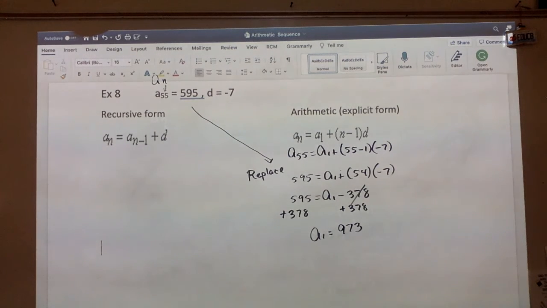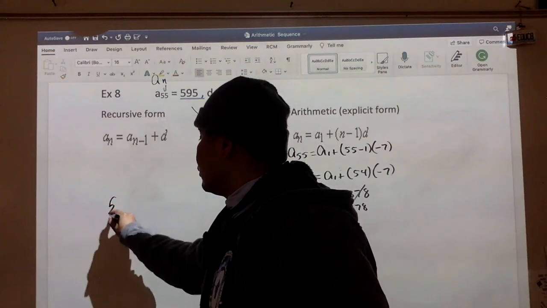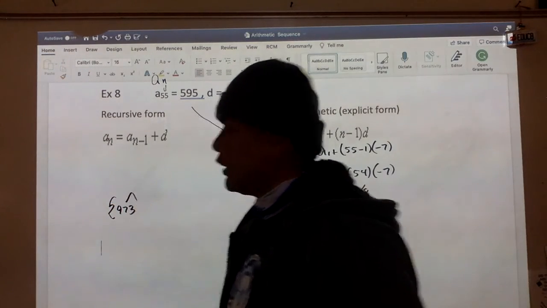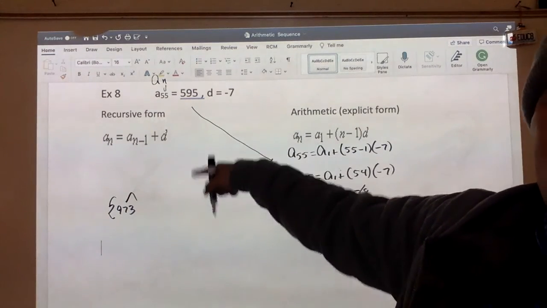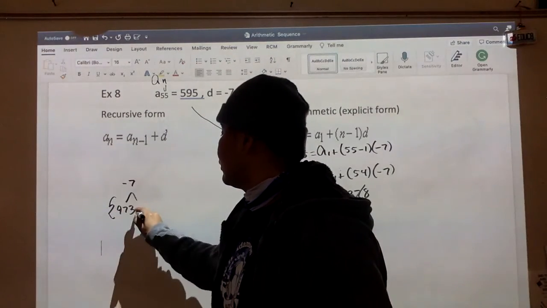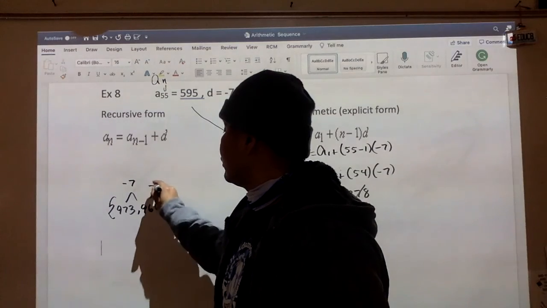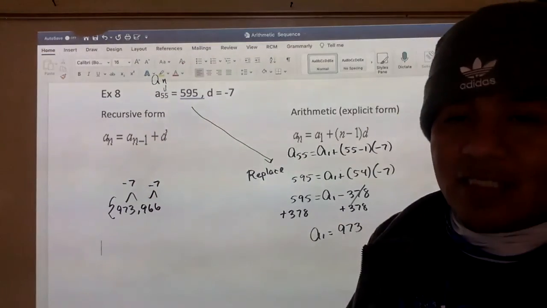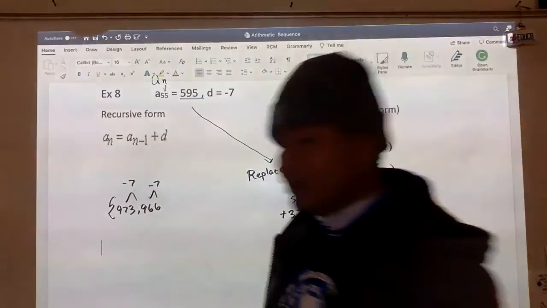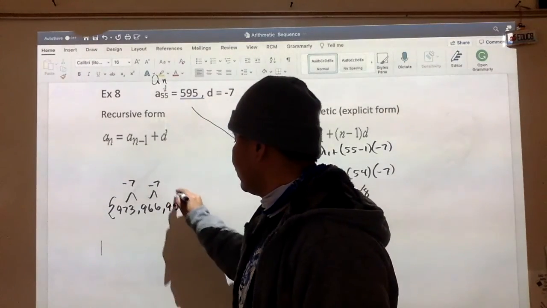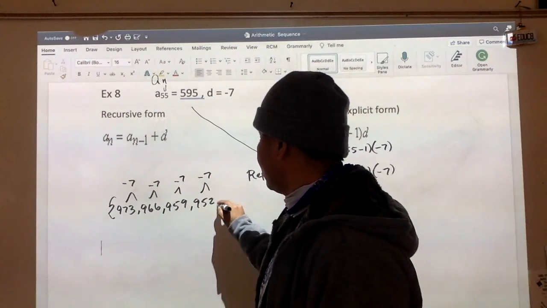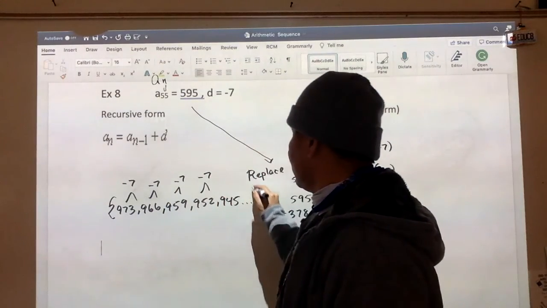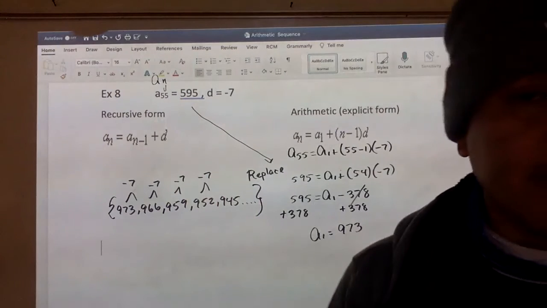Now I can start my sequence of the first 5. I'm going to start with that A1. So I'm going to do it here, so bear with me. In order to get the next number, I use my difference. It's negative 7, so I have to do 973 minus 7. I keep following the same pattern. The next number will be what, 959? This is the first 5 terms.